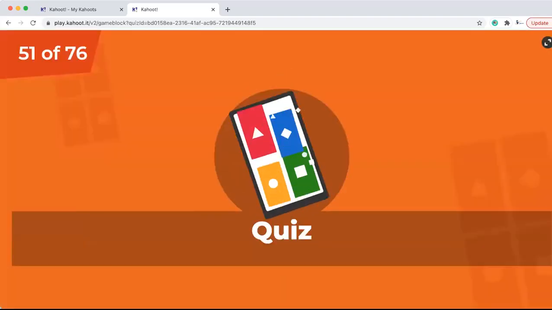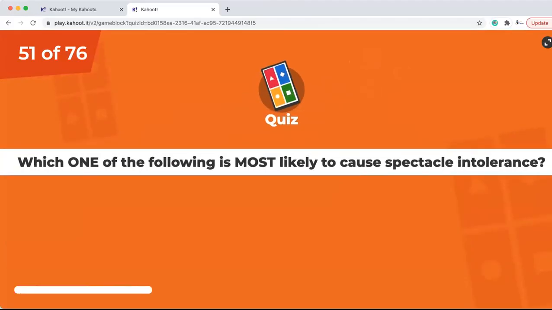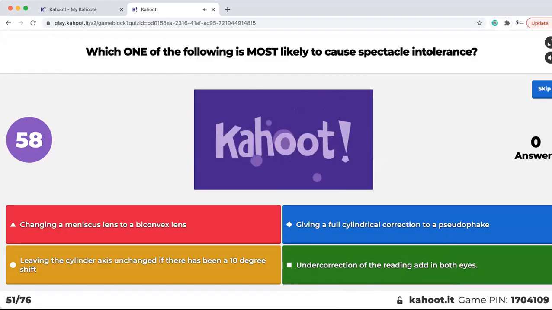Okay, so let's move now to the next question. Also, this question is tricky, so I hope that you can detect the trick.